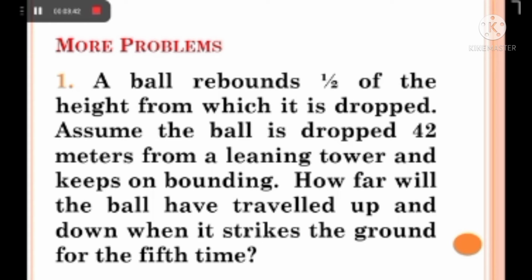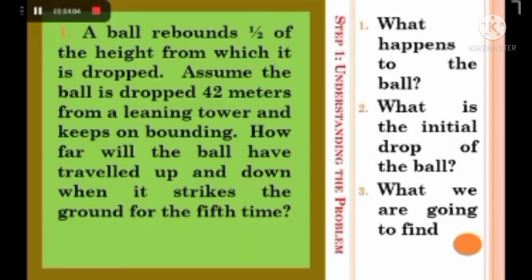So number 1, a ball rebounds 1/2 of the height from which it is dropped. Assume the ball is dropped 42 meters from a leaning tower and keeps on bouncing. How far will the ball have traveled up and down when it strikes the ground for the 5th time? So, step 1, understanding the problem. What happens to the ball? A ball rebounds 1/2 of the height from which it is dropped.